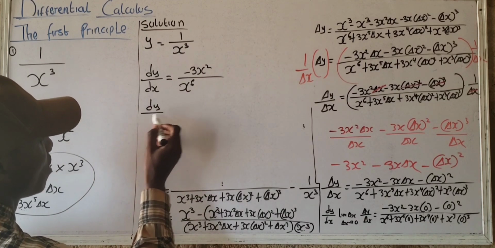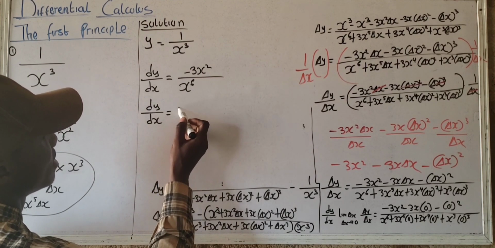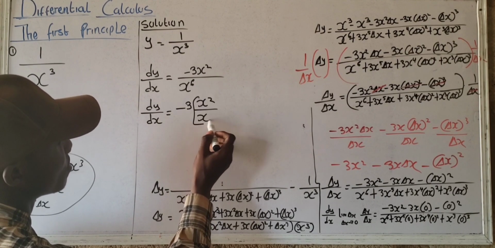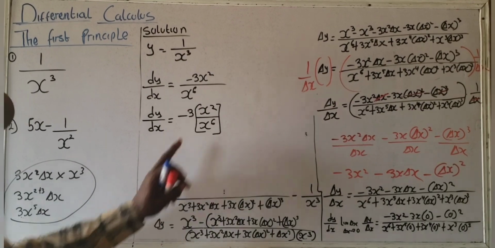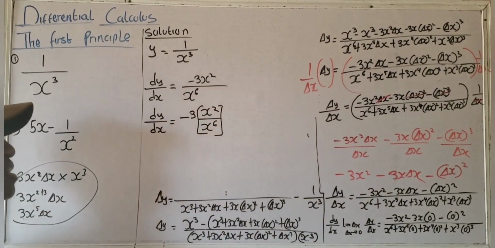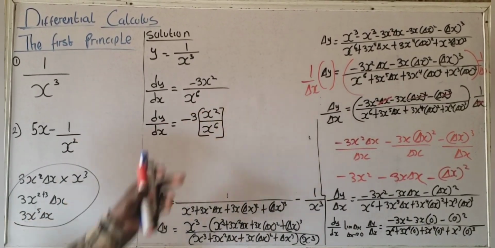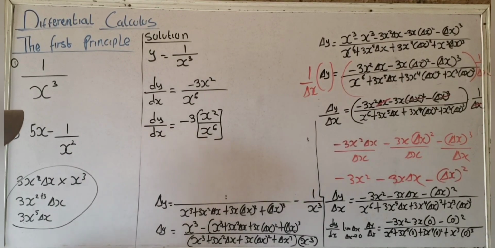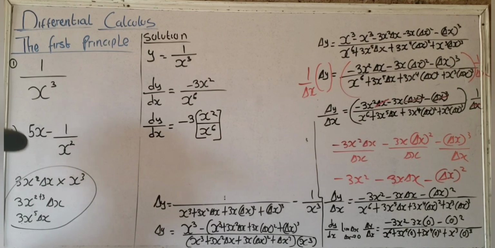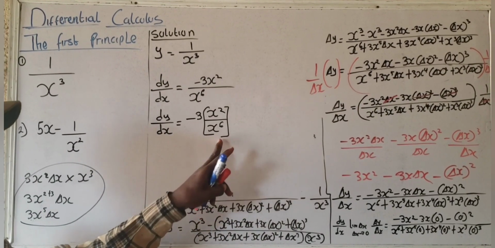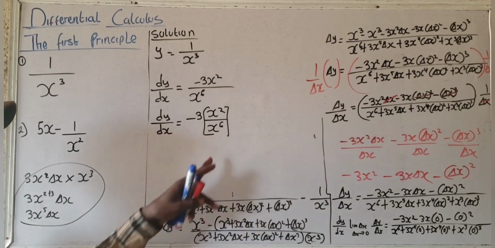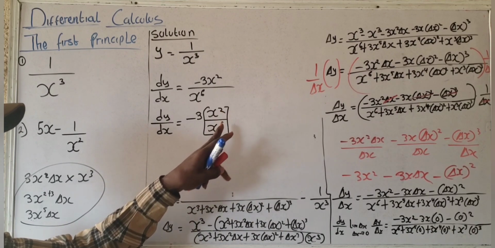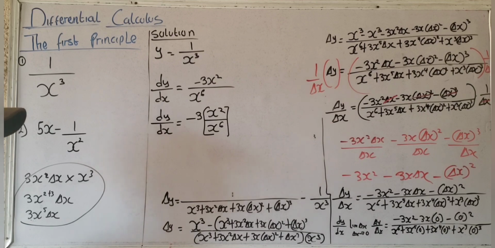dy over dx can be written as, just factorize this out, x raised to the power of 2 all over x raised to the power of 6. Do you understand? So we can rewrite negative 3x squared all over x raised to the power of 6 as negative 3 into bracket x raised to the power of 2 all over x raised to the power of 6. The reason is that I want to express x squared over x raised to the power of 6 as indices.